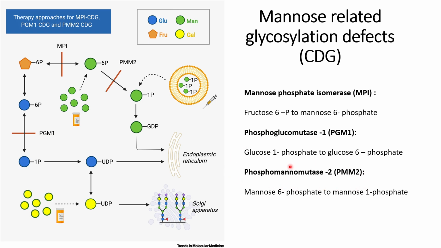The last one is the mutation or abnormal functioning of phosphomannomutase 2. This we have covered in some of our videos also. In this case, the ability of the cells to convert mannose 6 phosphate to mannose 1 phosphate gets weakened because of the mutation in PMM2 that leads to an abnormal structure of PMM2, which is not able to perform its function properly or efficiently.